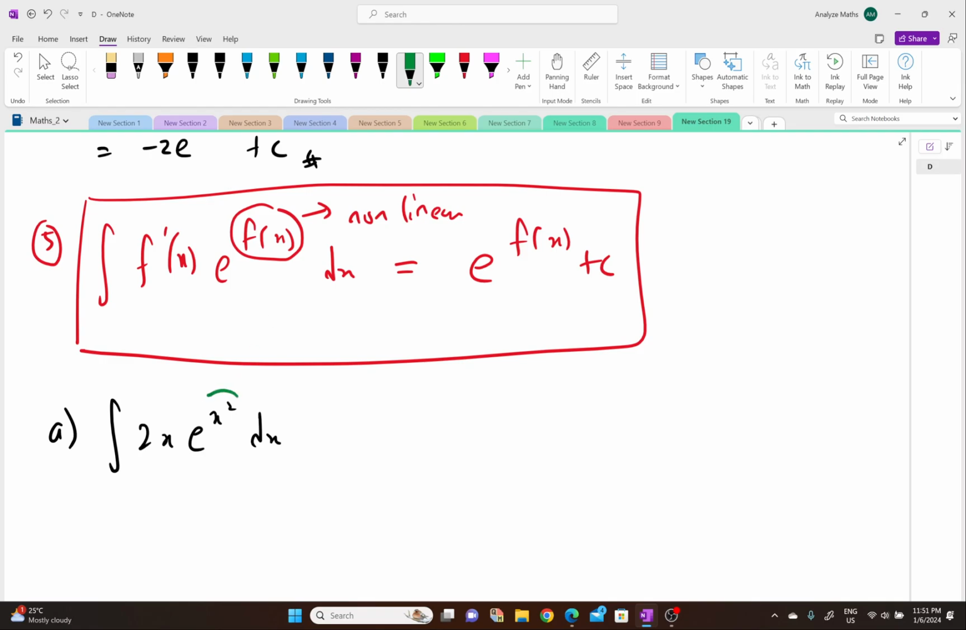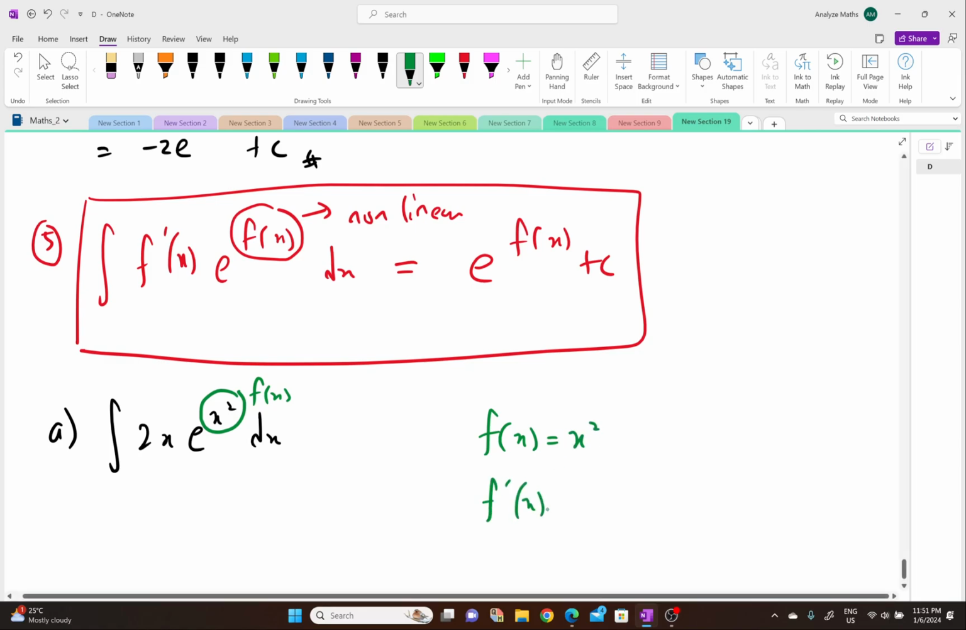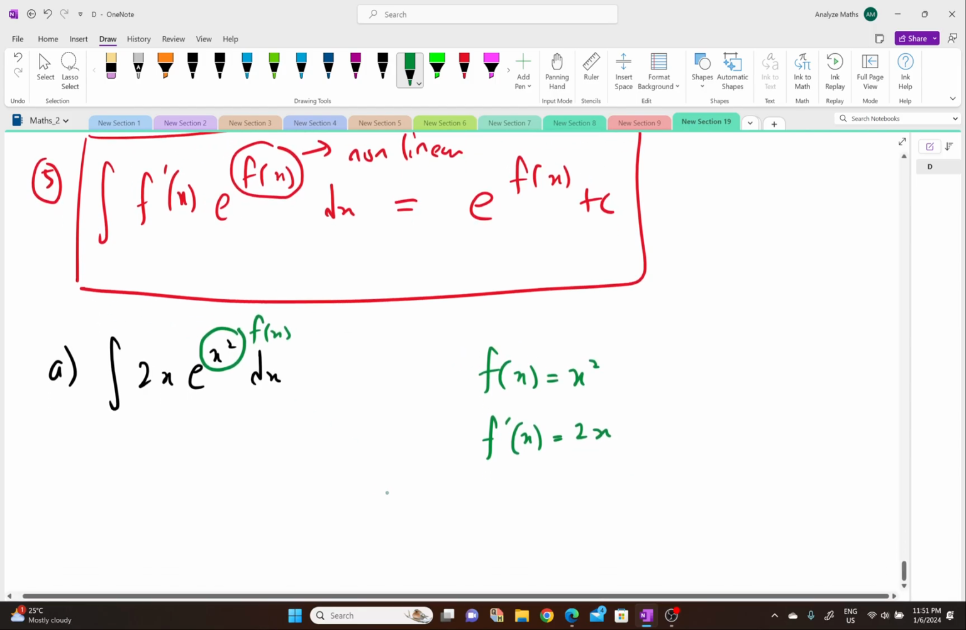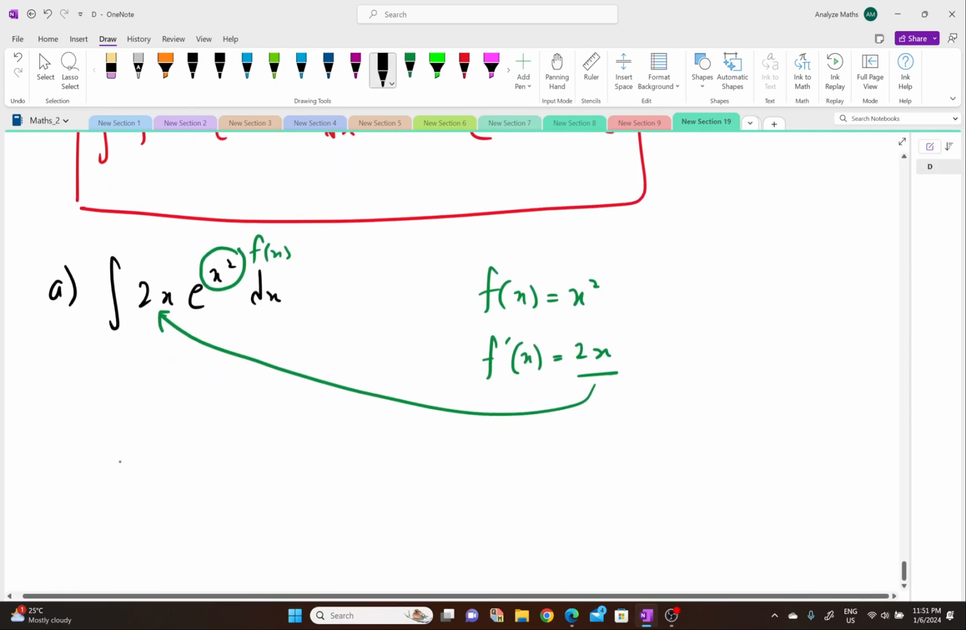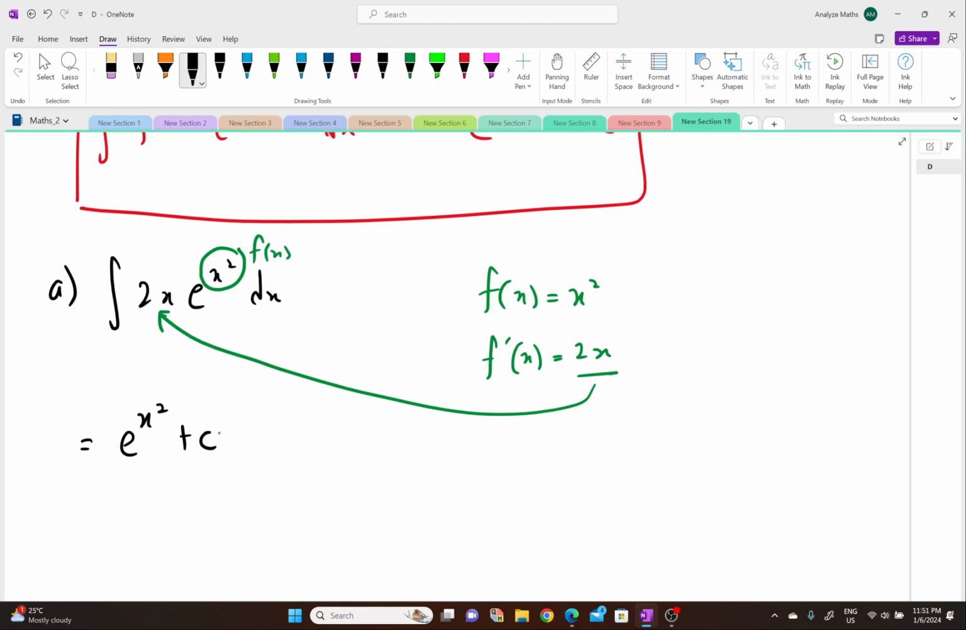What is my fx? This is my fx. Fx is x square, f prime is 2x. Is the 2x is here. So whenever you differentiate, it is in front here. Then you just write back only this one and put a c here.